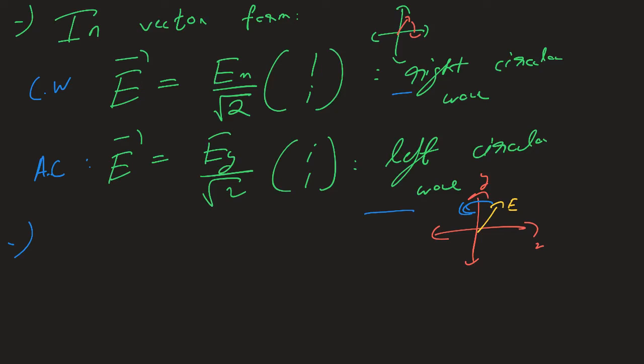And yes, the B field is also rotating because we know that the E and B fields are coupled through Maxwell equations, and so the B field is also rotating. But we classify the polarization using the E field.